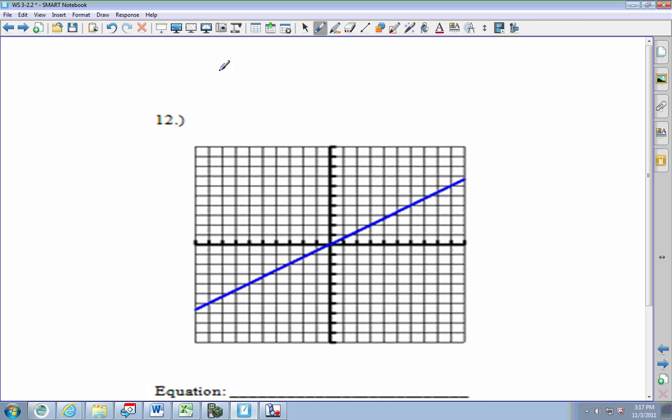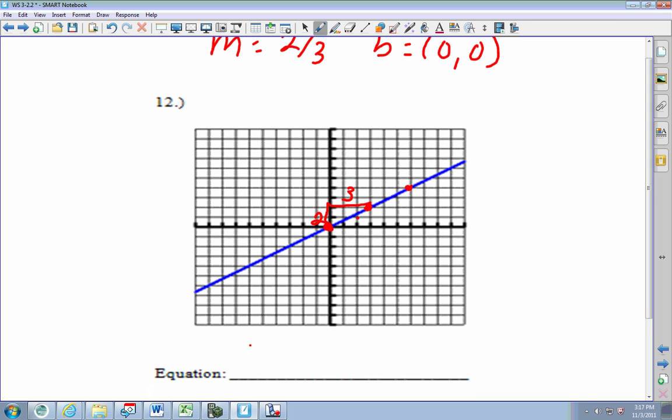Next one, M equals and B equals. B is my y-intercept. There it is right there. Crosses at 0, 0. All right, let's see. Up 1 over 1, nope. Up 1 over 2, it seems to be too far. How about up 2 and over 3? Yes, up 2 and over 3. I have y equals 2/3 x plus 0, or better yet, just write y equals 2/3 x.